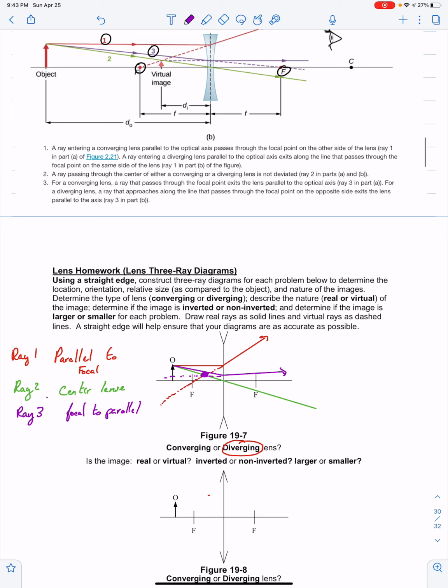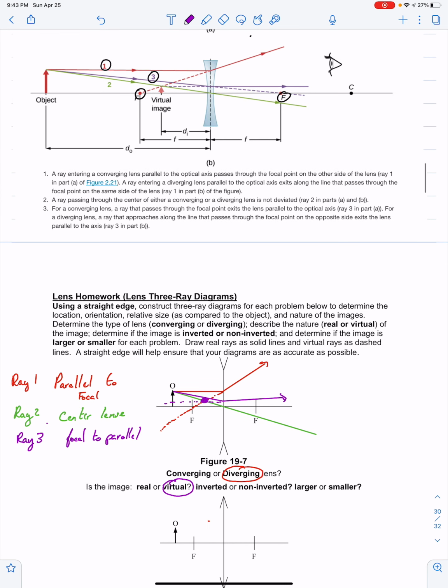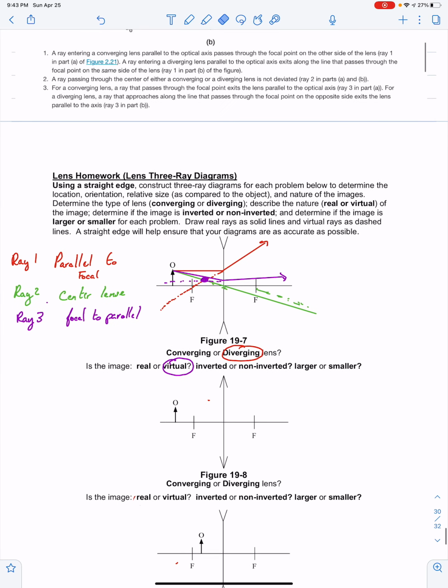So it is virtual. It is virtual because we have two rays that are virtual. And not only that, remember what the instructions say: a ray passing through either converging lens is not deviated. This green ray right here is bouncing off a virtual ray as well. So what's going on here is a real ray and a virtual ray as well, because it is bouncing off. All right. Bouncing off equally.